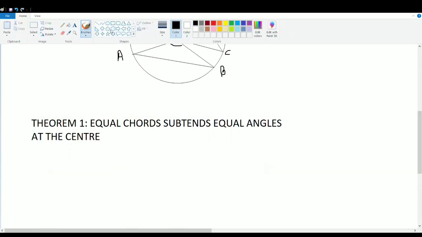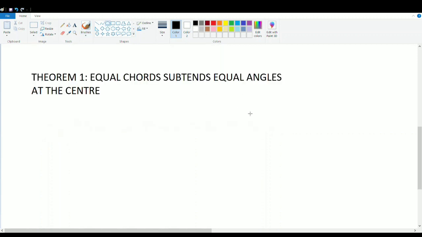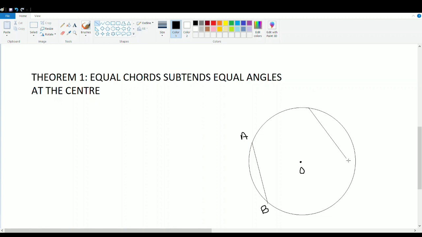Okay, so let's draw the diagram. Let's assume this is a circle. The center is at O, and if we consider any two chords of equal length, let's say this is AB. Another chord CD which is equal to AB. So what is given? AB is equal to CD, and both are the chords of the circle. The equal chords subtend equal angles at the center.